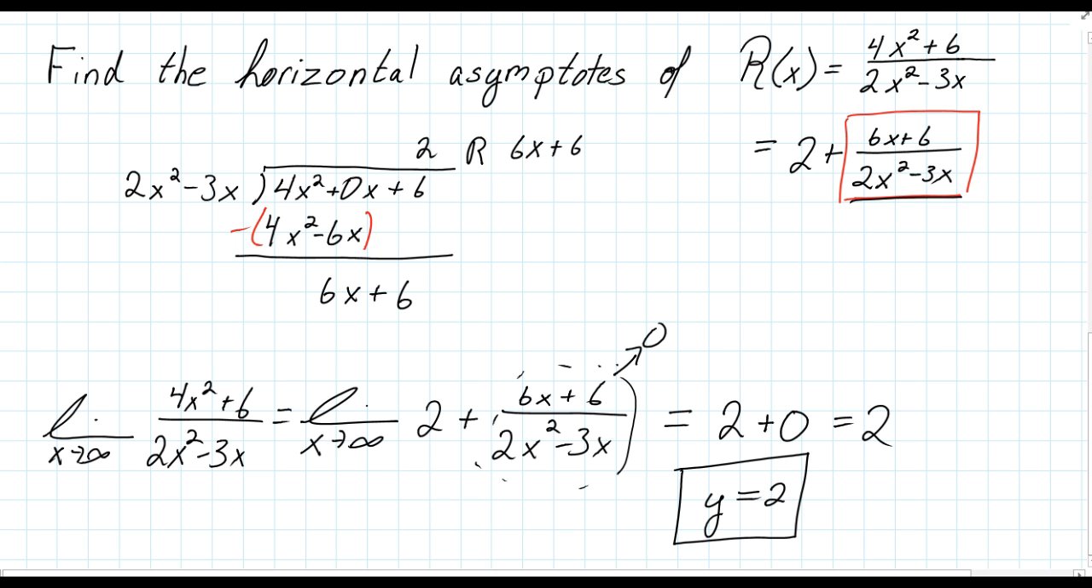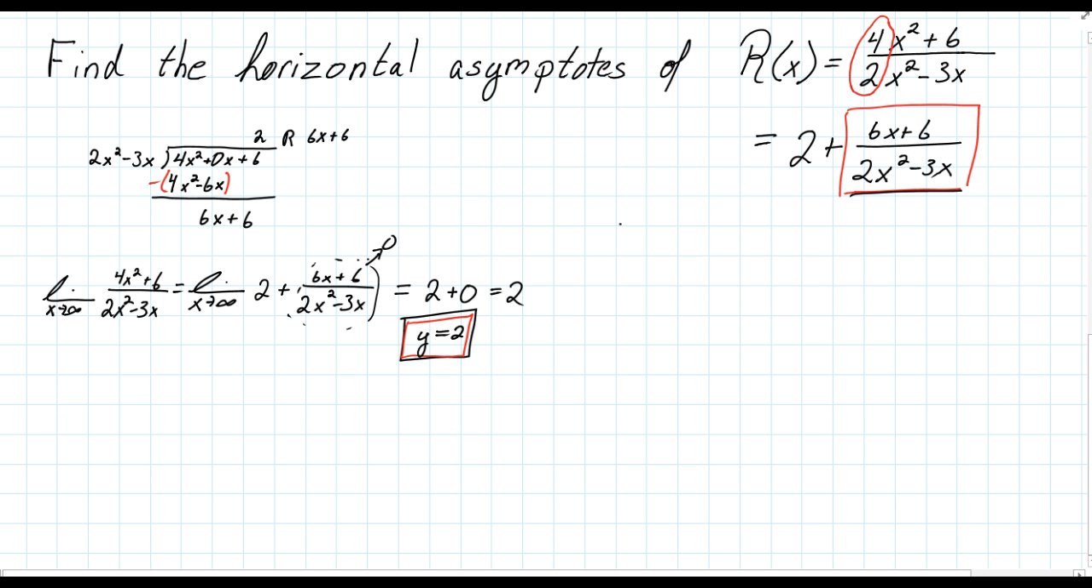So there's my answer. Now if you notice, looking back at the rational function we started with, that is exactly 4 divided by 2. Those are our leading coefficients, and when we divide them, we get exactly the number 2, which is where our horizontal asymptote happened to be. That's not a surprise, so let's go ahead and sum that up.